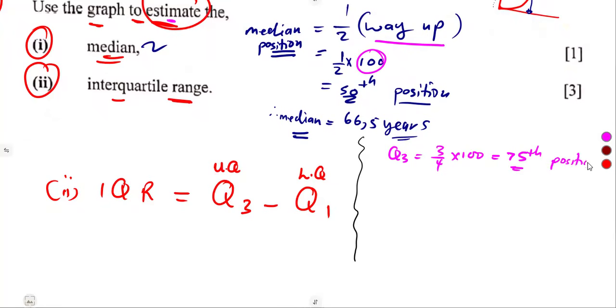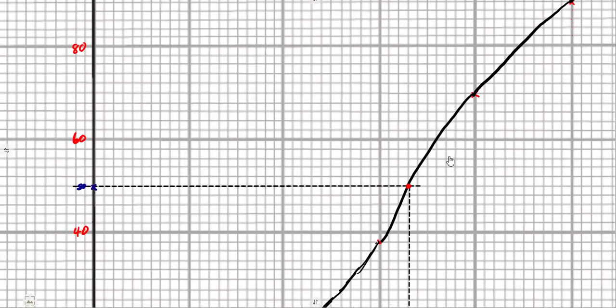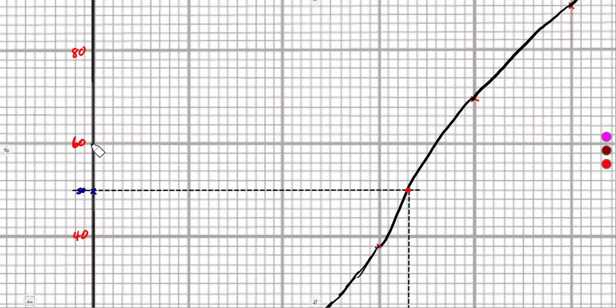It's a position, this one, where we must have the value for Q3. So where do we have 75? In between, if you have to check, this is 60. Then according to this, we're saying 2 boxes. 1 box represents 2. So that's 62, 64, 66, 68.